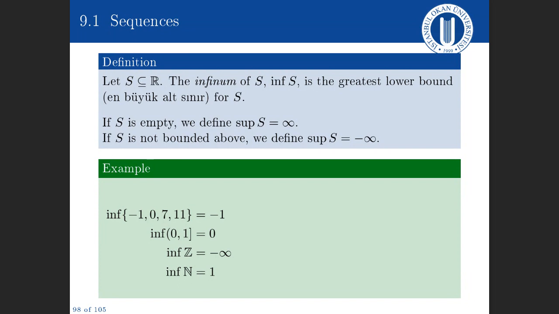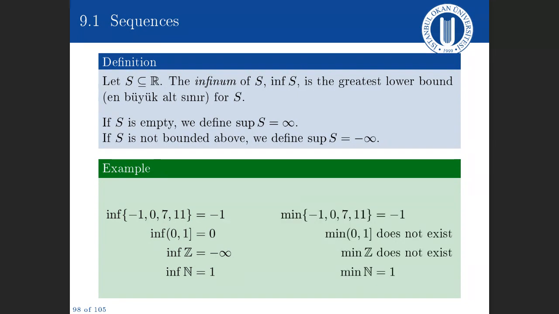Is that the same as the minimums? The minimum of the first set is -1. The minimum of the half open interval between 0 and 1 does not exist.